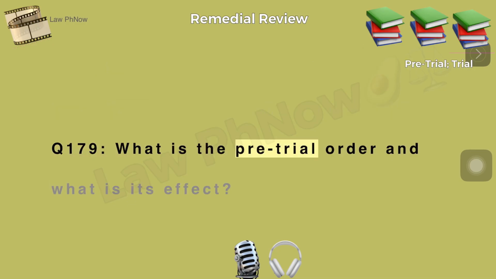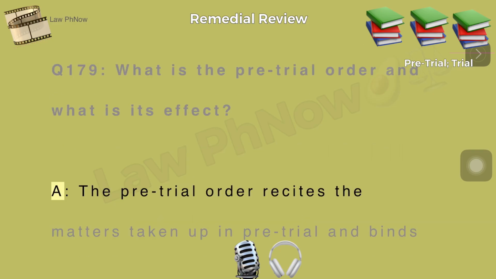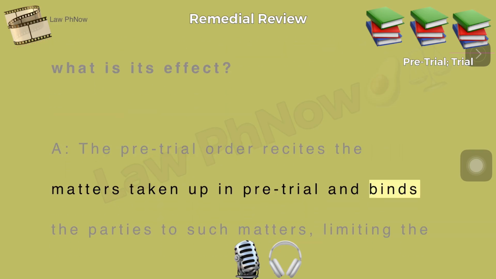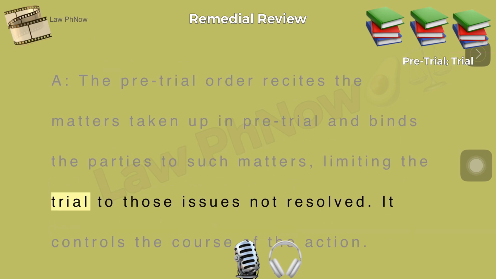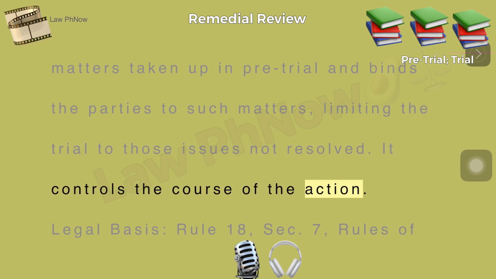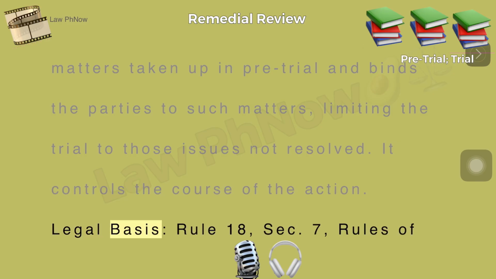Q179. What is the pretrial order and what is its effect? A. The pretrial order recites the matters taken up in pretrial and binds the parties to such matters, limiting the trial to those issues not resolved. It controls the course of the action. Legal basis, Rule 18, Section 7, Rules of Court.